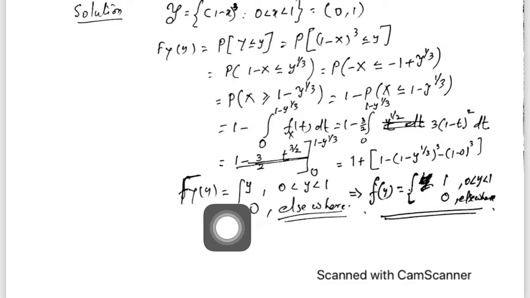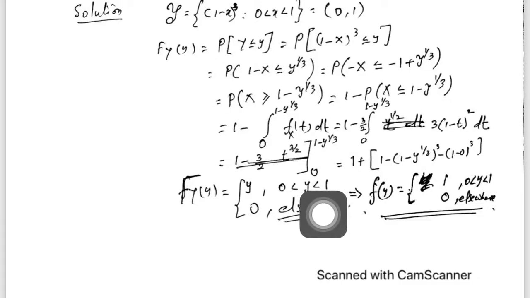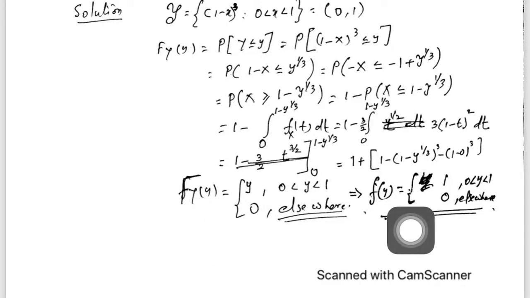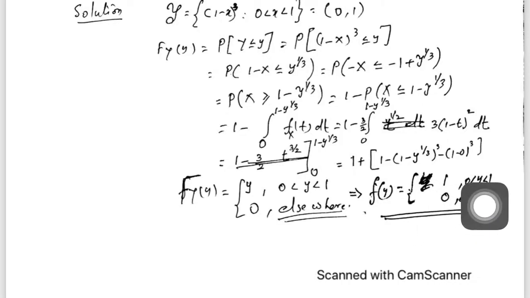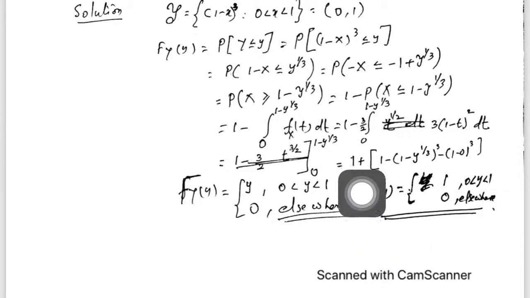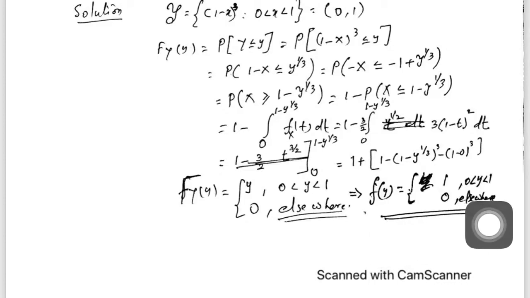Okay, so distribution function is written as F y of y equal to y between 0 and 1 and equal to 0 elsewhere. Okay, and this is of course a continuous distribution function, and you can differentiate this CDF to obtain the density function. Okay, so the density function is f of y is equal to 1 for y less than or equal to 1 and y greater than 0, equal to 0 elsewhere, which is nothing but the distribution called uniform distribution.